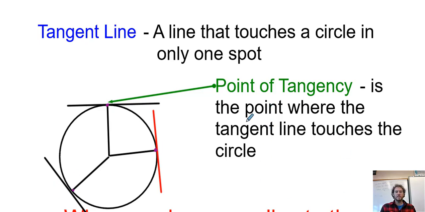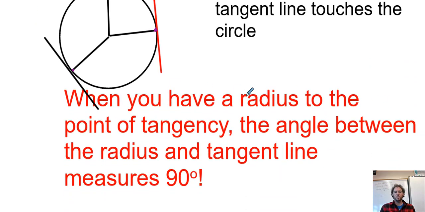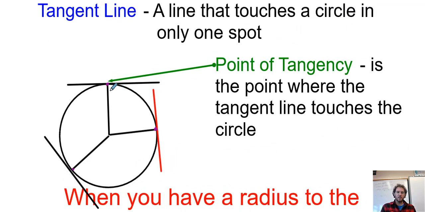Now there is a special property when I take a radius and I draw it to that point of tangency. What ends up happening is when you have a radius drawn to the point of tangency, the angle between the radius and the tangent line measures 90 degrees. So this angle right here would be 90, and this one here would be 90, and this one down here would be, well, you guessed it, 90 degrees. So it's a nice little property that means I can do some calculations with that 90 degrees.